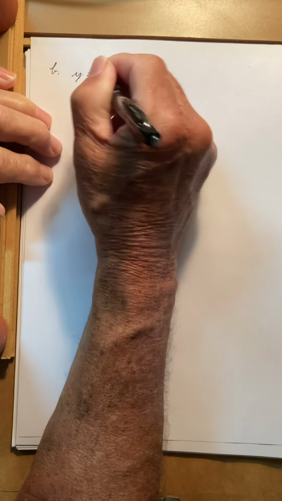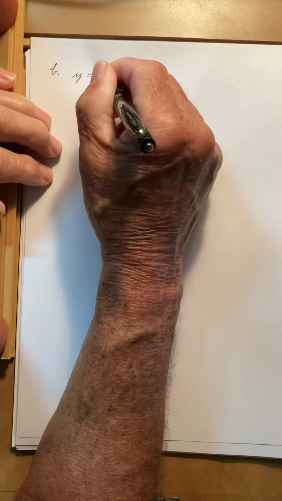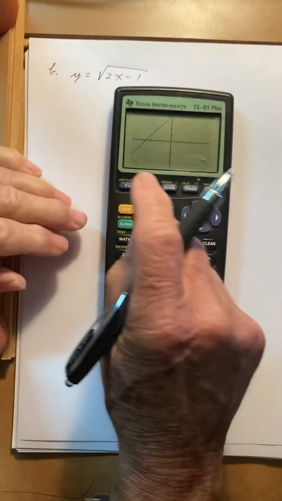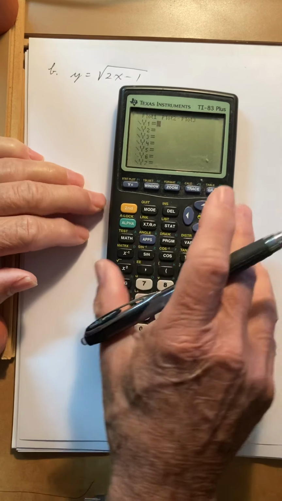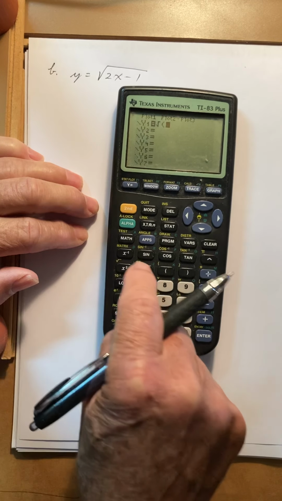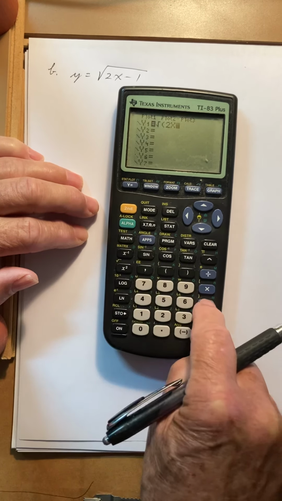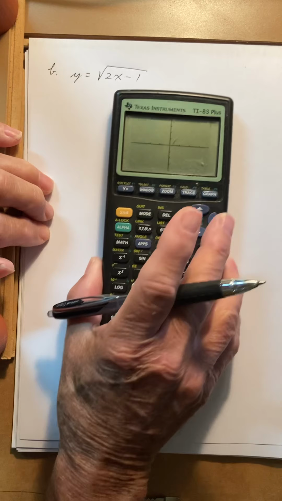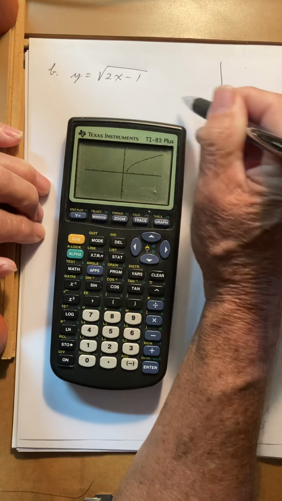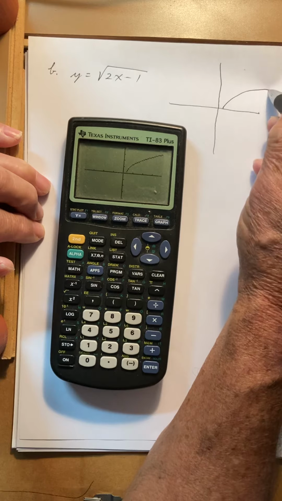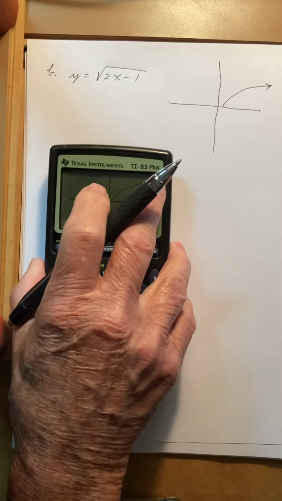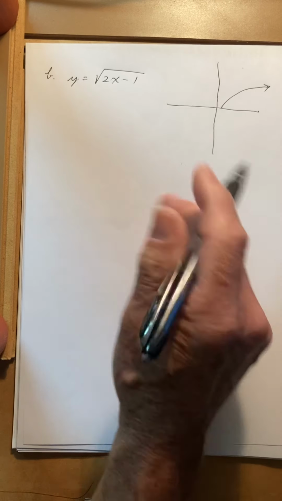the second one is y equals the square root of 2x minus 1. If we put that on the calculator, go back to y equals, second square root, 2x minus 1, close your parentheses, and graph it, you will get this graph. It'll look like this.